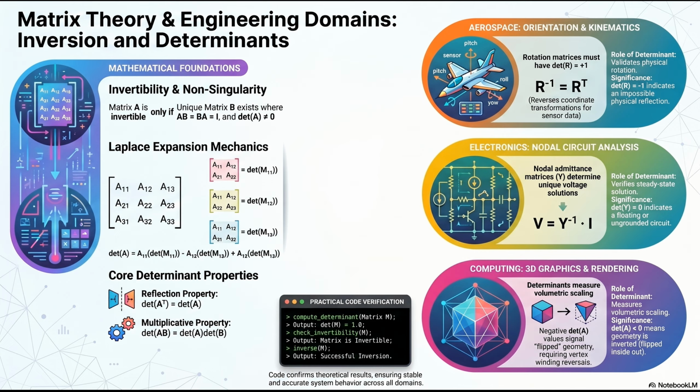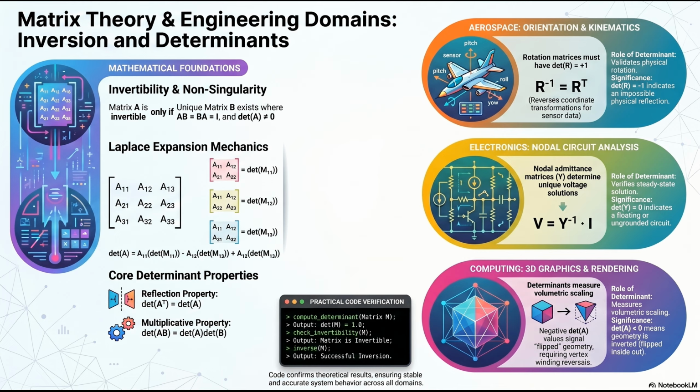Okay, but how do we actually find that fingerprint? Because the source material spends a lot of time on Laplace expansion for computing a determinant, especially for a standard 3x3 grid. And I don't want to just recite an algebra textbook with all the a 1,1 times a 2,2 stuff. Yeah, no one wants that. So what is the actual mechanism happening there? Conceptually, Laplace expansion is just a process of recursive elimination. You can't easily calculate the scaling factor of a complex multidimensional shape all at once.